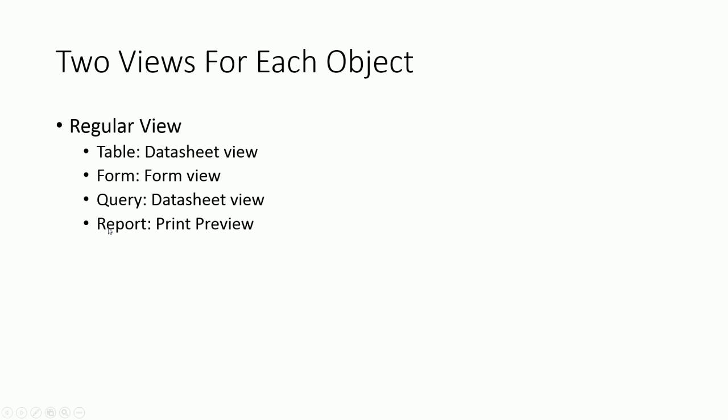Table, form, query, report. Regular view, that's what we were looking at. Data sheet view for the table and data sheet view for the query. That's where we saw all the raw data for the table or our answer. Form view, that's where we actually changed that 3 to a 13. And then print preview. Print. These are the regular views.